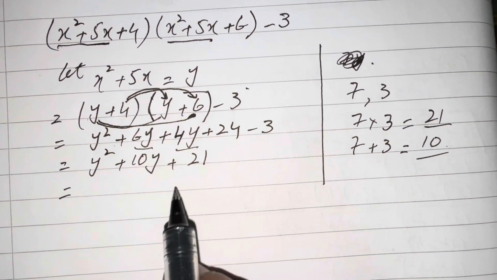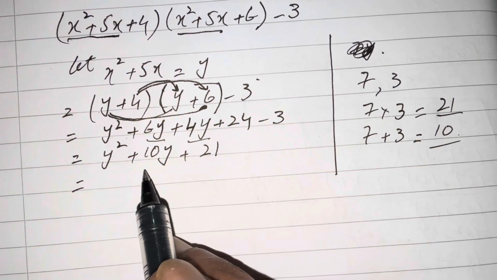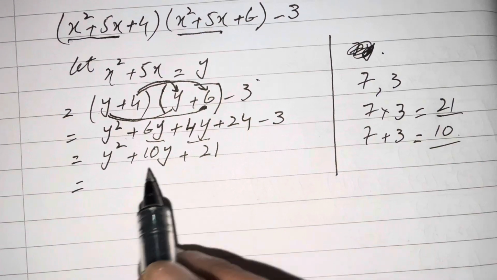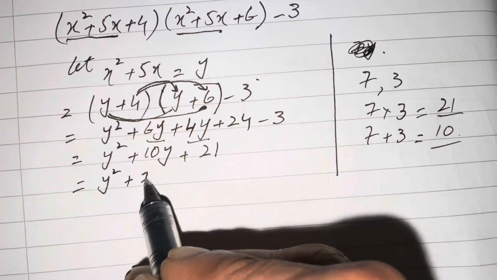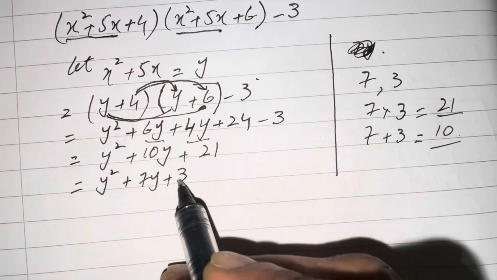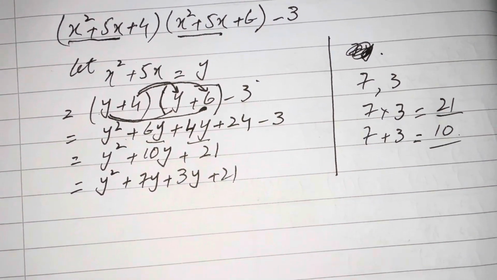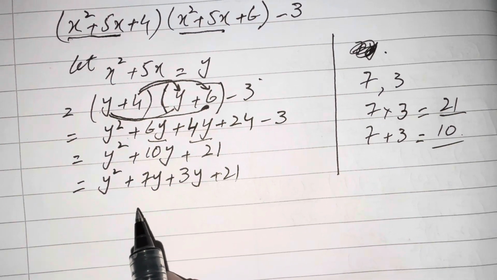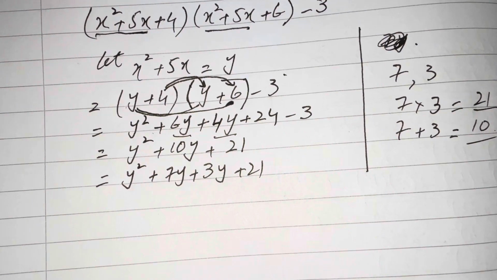Now what you're going to do, you will write down these two numbers in the place of 10y. So y squared plus 7y plus 3y plus 21. These kind of questions you have already studied in my previous videos.